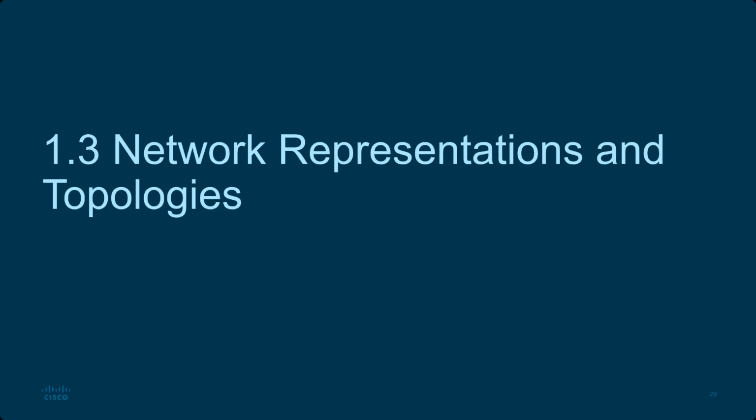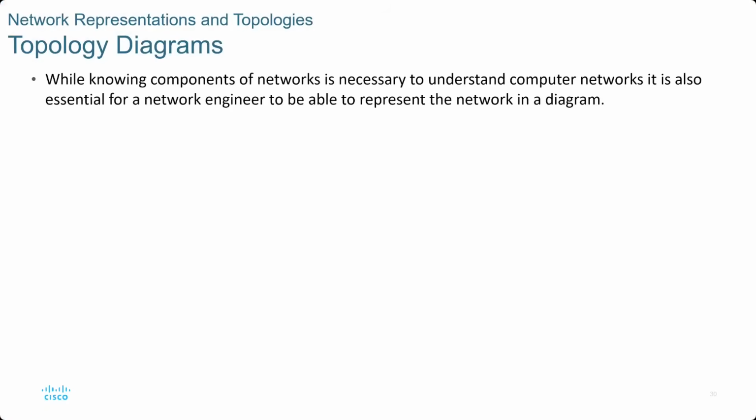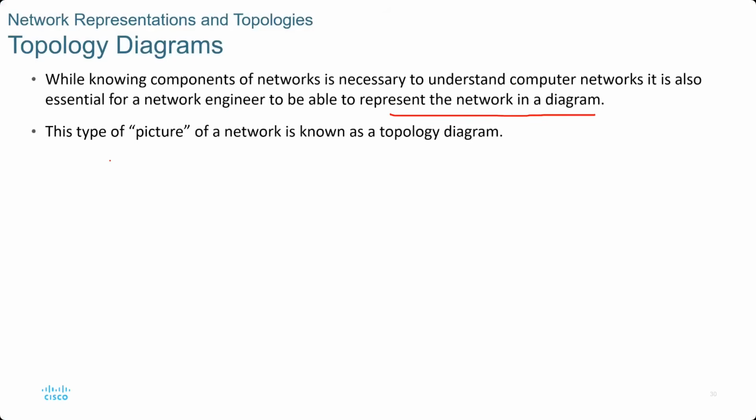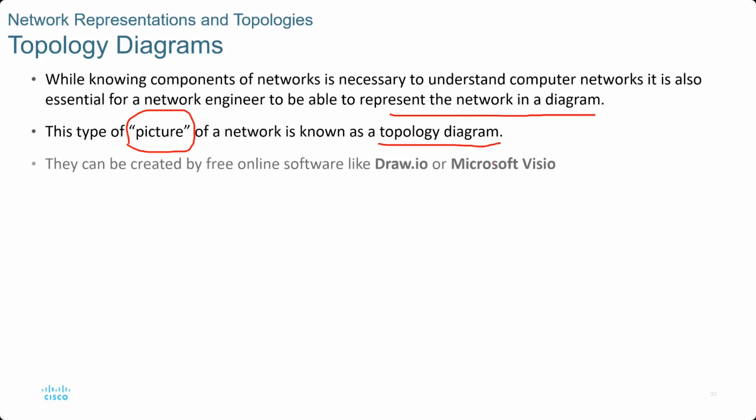Well, we need some sort of rules to represent these networks easily so that network engineers can communicate with each other about them easily. Okay, so that's why we have topology diagrams. While knowing components of a network is necessary to understand computer networks, it's also essential for a network engineer to be able to represent the network in a diagram. So the type of picture of a network is known as a topology diagram. You have to have some mental image of how everything is connecting together. And when you represent that mental image on paper, we call it a computer network topology diagram, which showcases how different devices are connecting together.